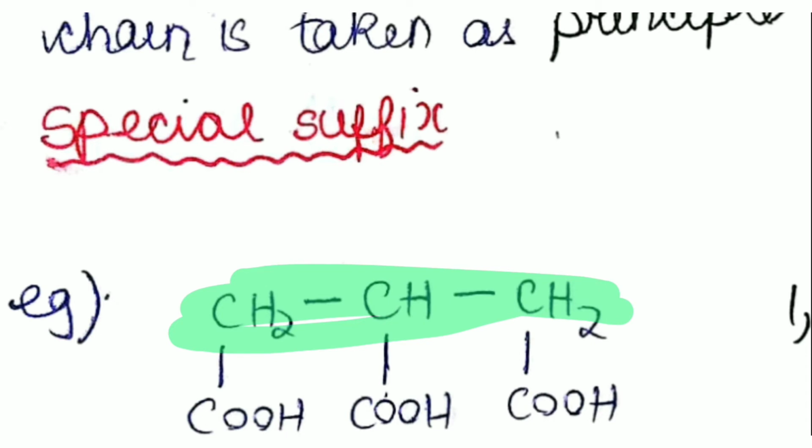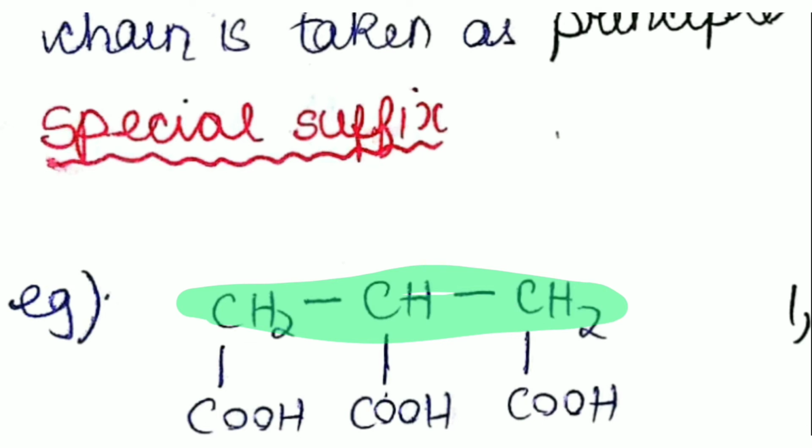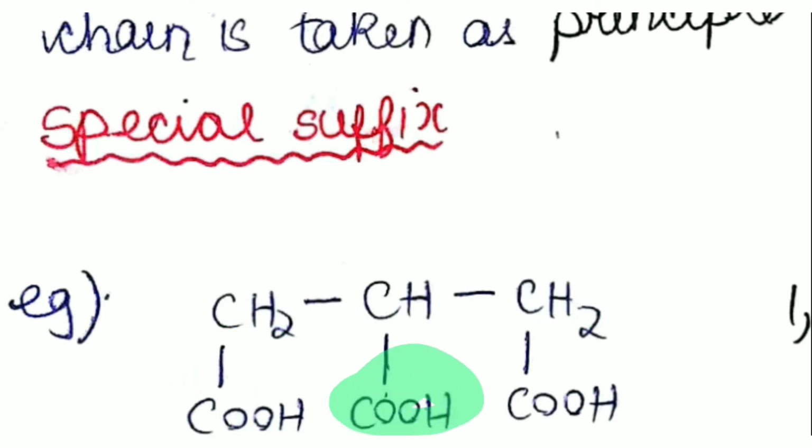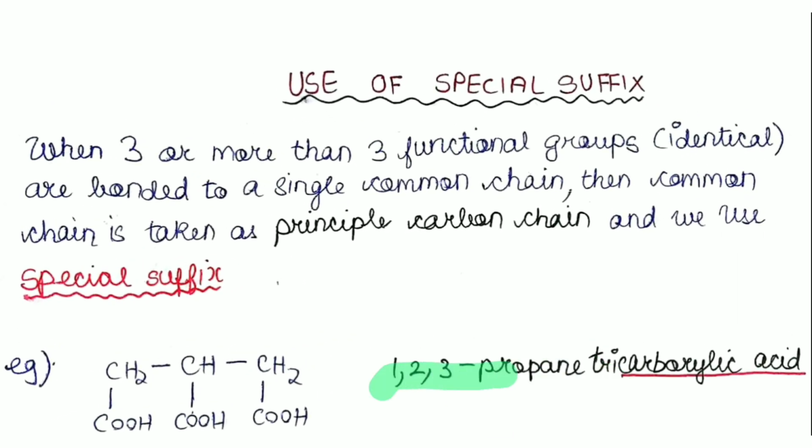So how will we name this compound, guys? We'll name it as 1, 2, 3 propane tricarboxylic acid because it's appearing thrice, so we'll use tri. So basically 1, 2, 3 propane tricarboxylic acid is the name of such a compound in which the special suffix is being used. The special suffix is carboxylic acid.